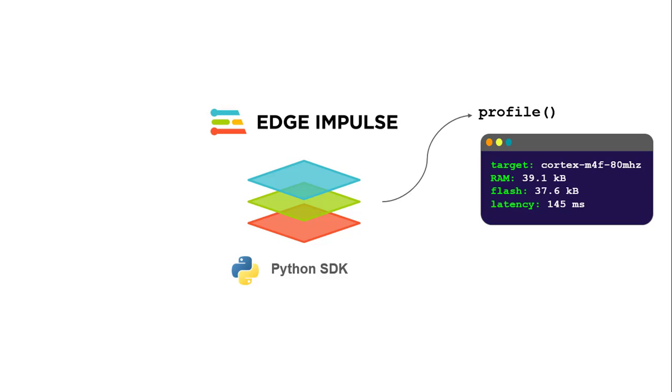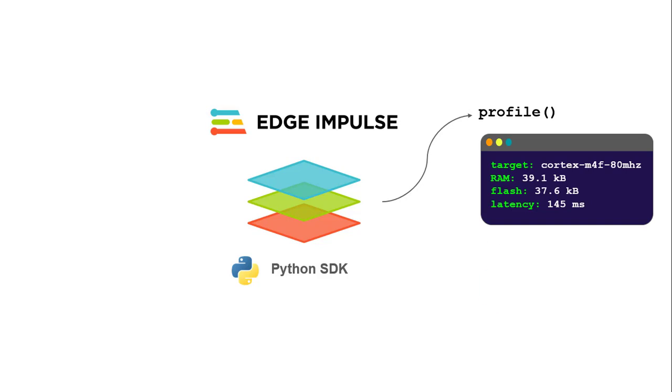The first one is the profile function. It lets you select a target. Here it's an architecture, the Cortex-M4F at 80 megahertz. Based on your model, it will give you the RAM usage, flash estimation, and latency estimation. That's actually pretty powerful because now ML engineers can focus on changing the architectures a bit and get an immediate estimation of whether it will run on the device, at which speed and with which resources. So that's the first function, profiling.